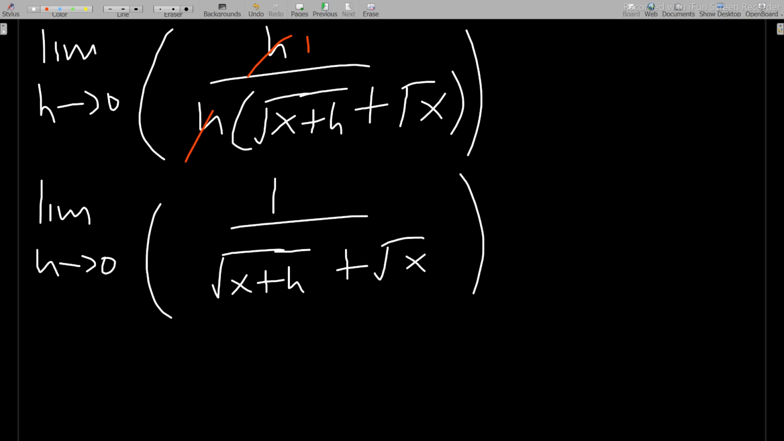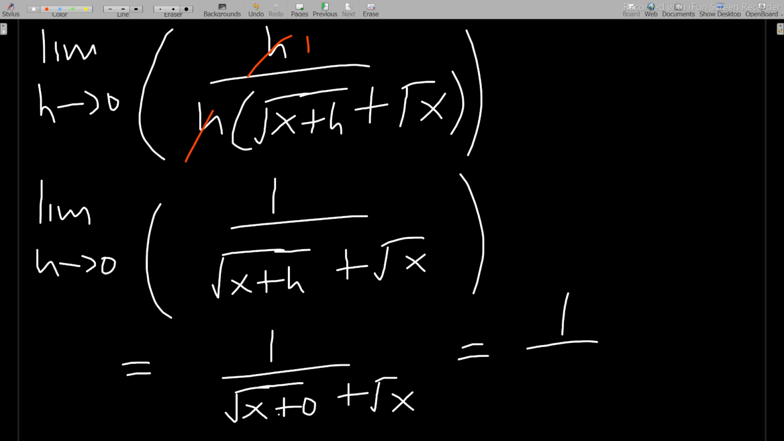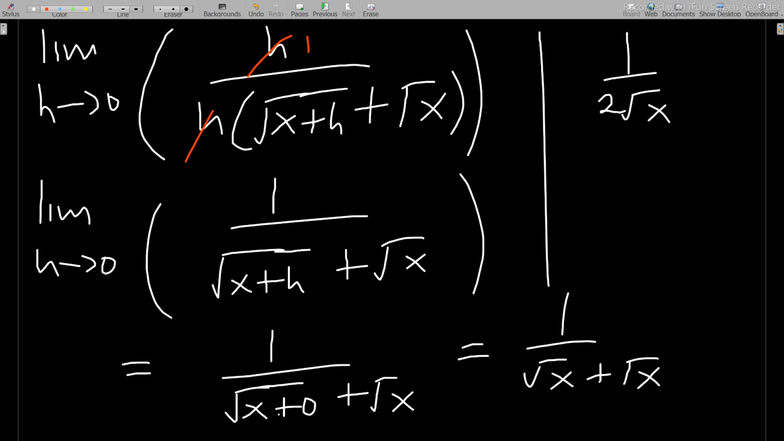And now we can put our h equals 0 inside, and this will give me 1 over the square root of x plus 0, plus the square root of x. This will be equal to 1 over the square root of x plus the square root of x. So the whole of this will be equal to 1 over 2 square root of x. That will be our f prime of x when f of x equals the square root of x. When you differentiate, this is what you get, okay.